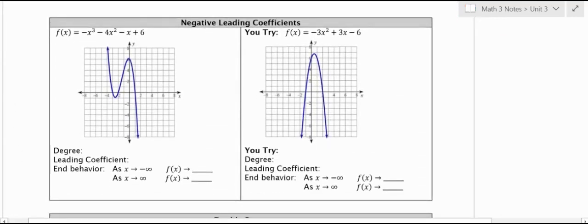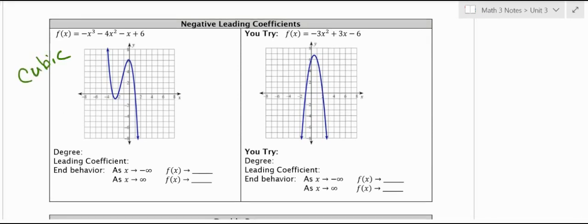All the ones we saw, we had a positive leading coefficient. So let's see what happens when we have a negative leading coefficient. This one on the left is a cubic. So let's see what happens when we have a leading coefficient that's negative. So for this first one, we're going to see this is actually a cubic.